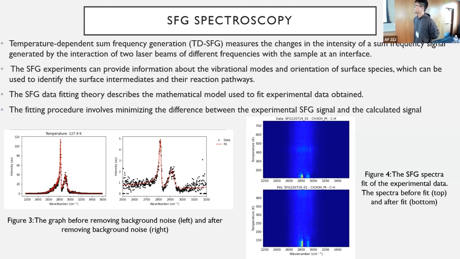The SFG data will be put in a pre-built Python program that we use to perform the fitting of the data. The SFG data fitting theory involves minimizing the differences between the calculated SFG and the experimental SFG. There are parameters that I can change and analyze so that we make the fitting as close as possible to the overall trend of the data.